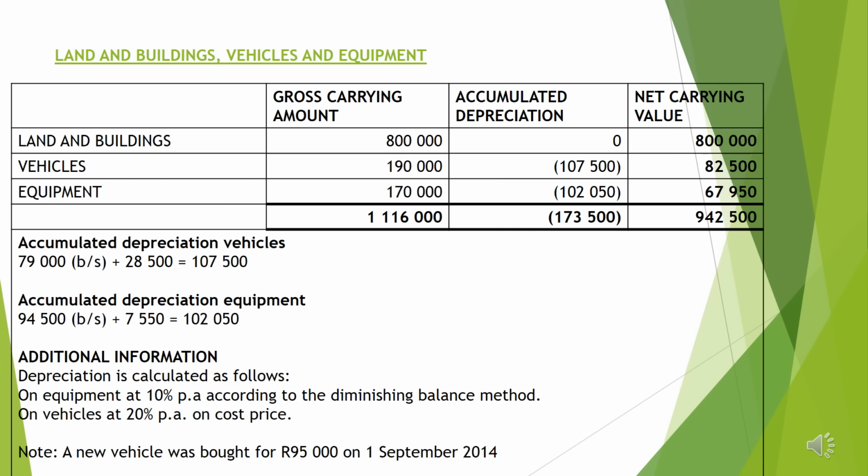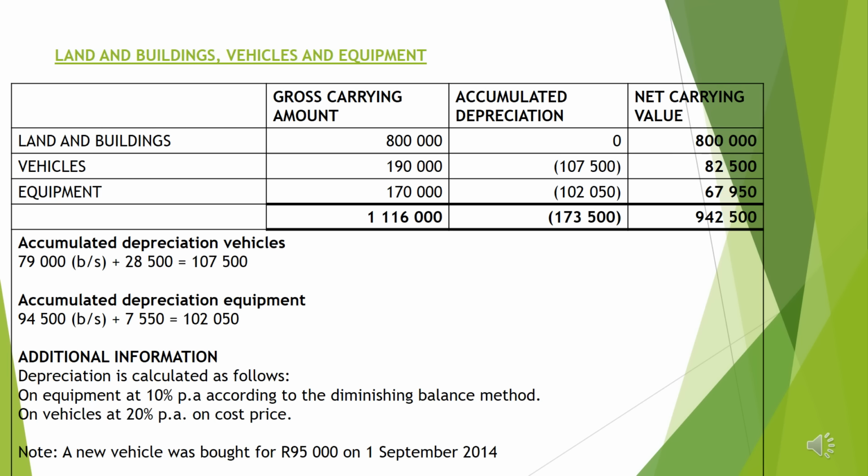Now let us calculate depreciation of the old assets. For the old asset, it will be 95,000 rands times 20%, the rate is the same, times 12/12 or times 1, because we had these assets from the beginning of the year until the end of the year. Then we got 19,000. So 9,500 plus 19,000, then we get 28,500, which is the depreciation for the year.